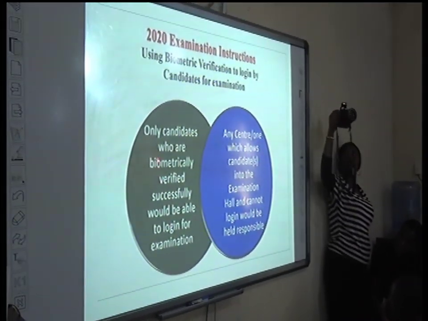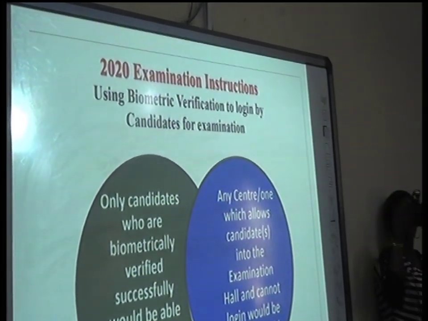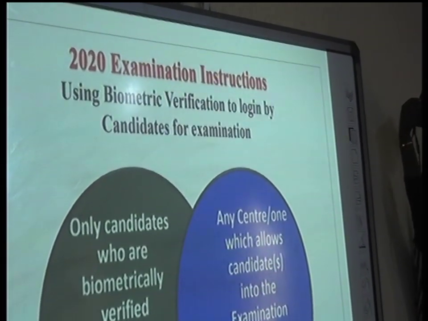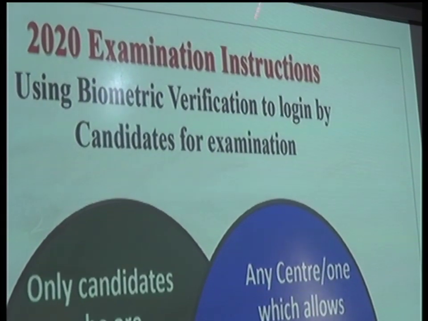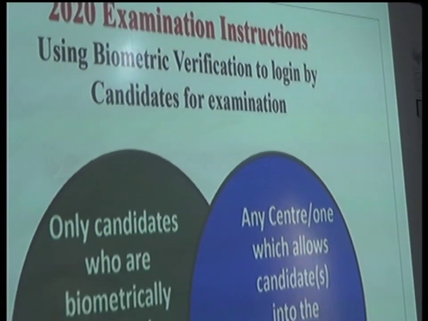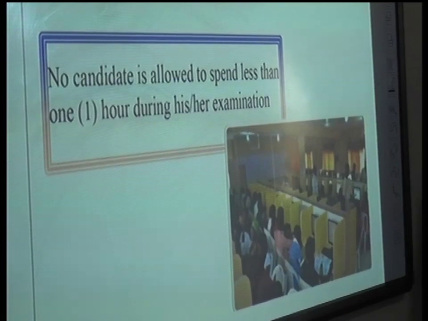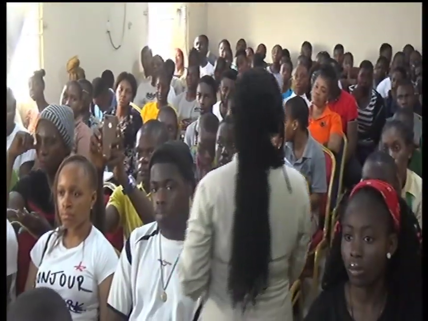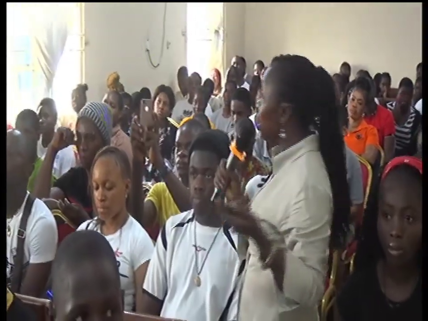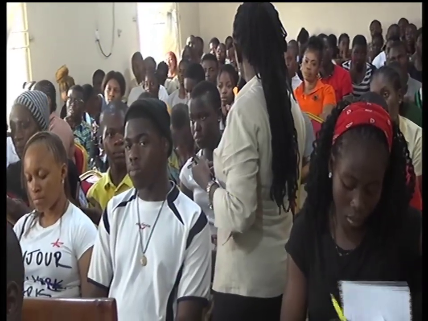It is only when you have been biometrically verified that you'll be able to log in. You must have completed all these stages. You cannot enter the examination hall without your login. So if you don't go through all those processes, there's no way you can enter the examination hall. Now, in writing your examination, you cannot spend less than 1 hour. You cannot spend less, no matter how much you know it. You cannot leave the examination hall in less than 1 hour. Please take your time to write. Okay?